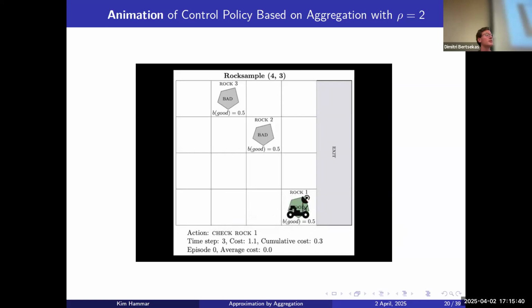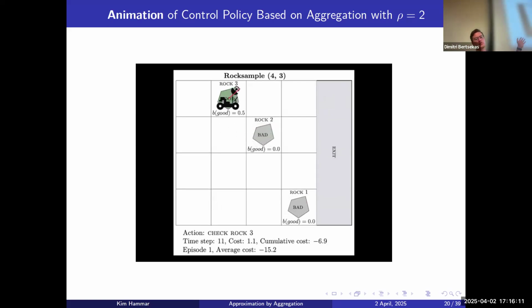And now you can see the policy is going to be quite better, but still quite simple. What it does is basically it goes to all of the rocks. And when it is just on top of the rock, it uses the sensor to check the quality. And since you're very close to the rock, the sensor is going to be very accurate. So then you're going to know with belief, it's going to be basically certain if the rock is good or not. And if it's good, then it's going to sample it and collect the good rock. If it's bad, it's just going to skip the rock and then move to the exit area.